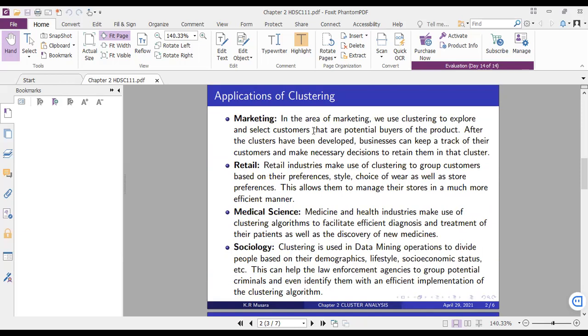In the area of marketing, we use clustering to explore and select customers that are potential buyers of a product. This is the example that I was giving you in terms of the customers that favor a particular wine. So you're able to select customers that are potential buyers of the product. For example, let me give you an example here in Zimbabwe.